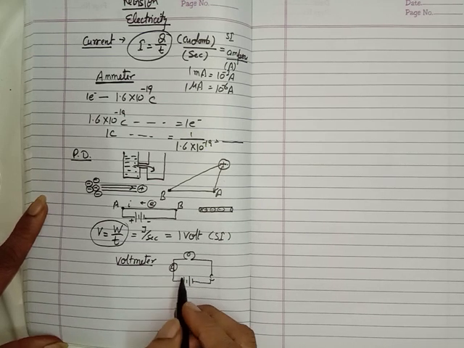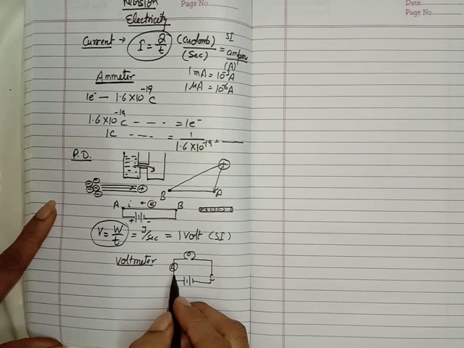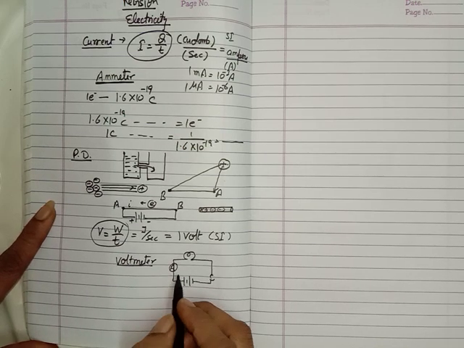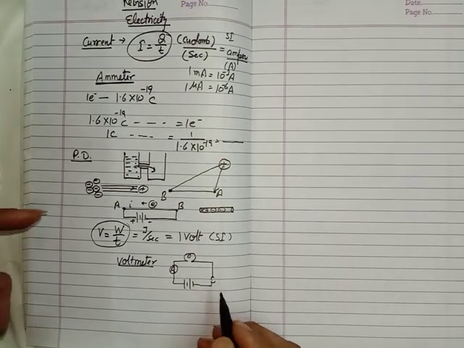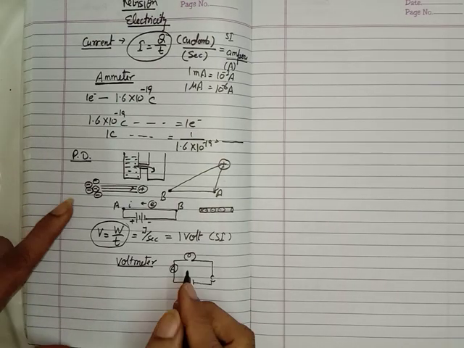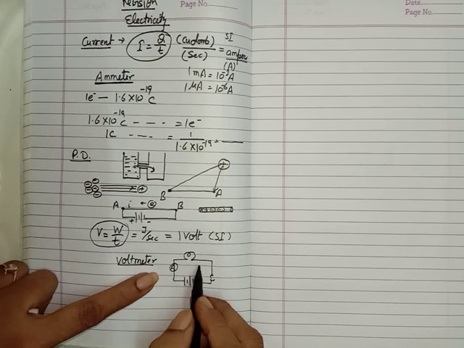Very interesting thing. And one more interesting thing about it is that an ammeter has very low resistance. And what is the resistance here? I will explain it to you later. First, the ammeter we connected is in series.